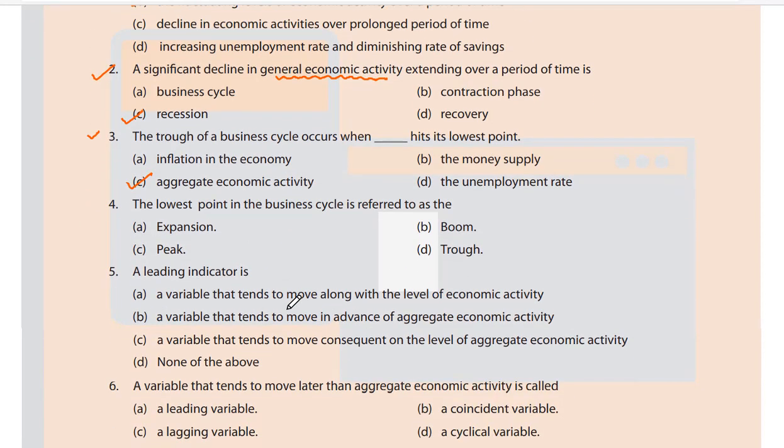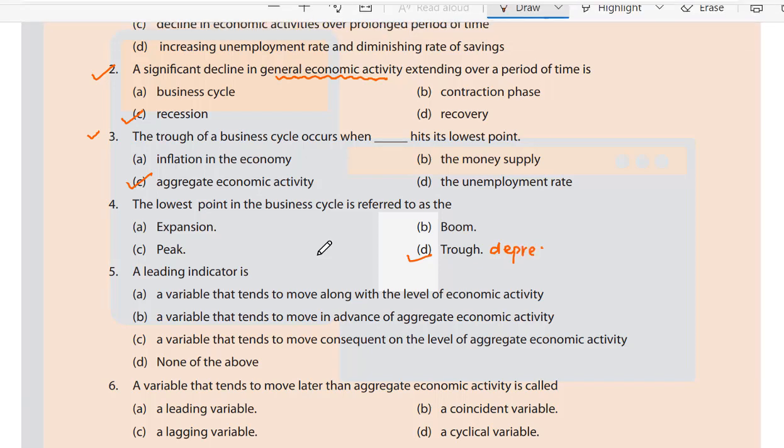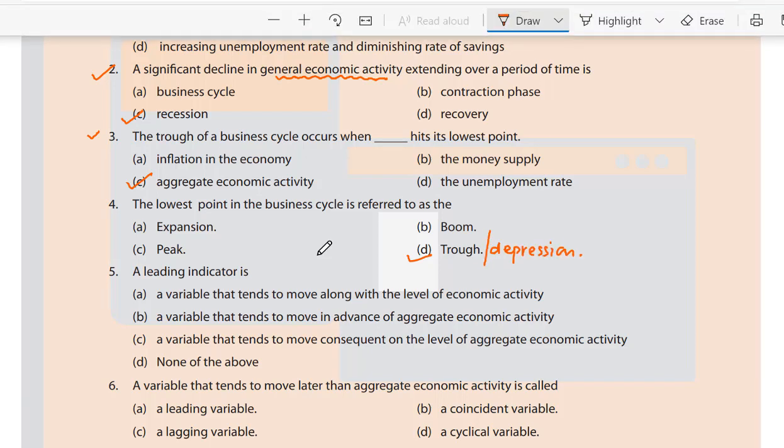Question 4. The lowest point in the business cycle is referred to as the A. Expansion, B. Boom, C. Peak, or D. Trough or depression. The lowest point is D. Trough or depression.